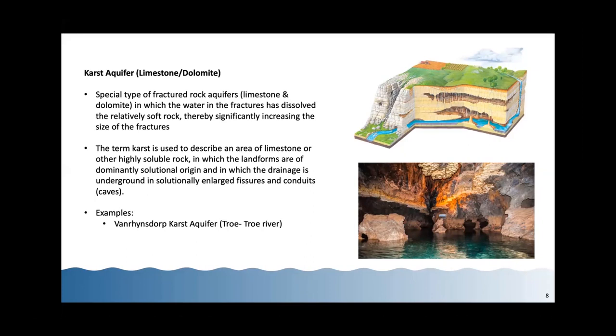And in the Western Cape, karst aquifers are not that greatly represented. One example that I just want to mention is in the Van Reenen's Dorp area, the Van Reenen's Dorp karst aquifer, especially next to the Touws River. But up country, in the Gauteng area, karst aquifers are quite well represented. And if you just think of sinkholes, then also karst aquifers come to mind.